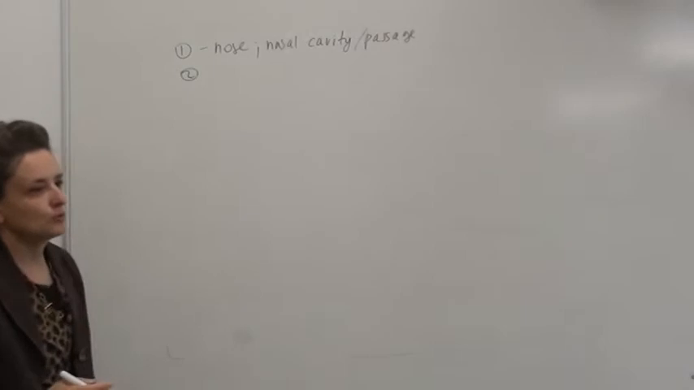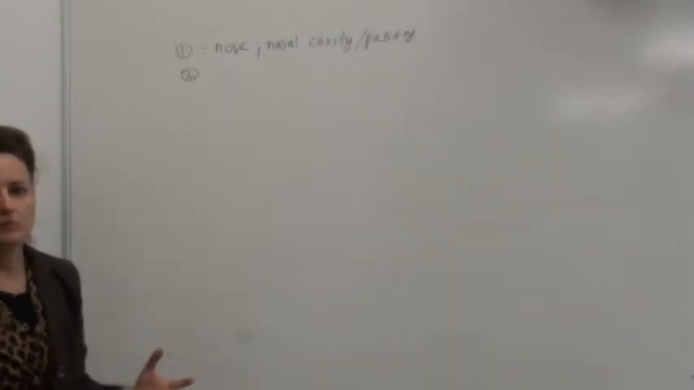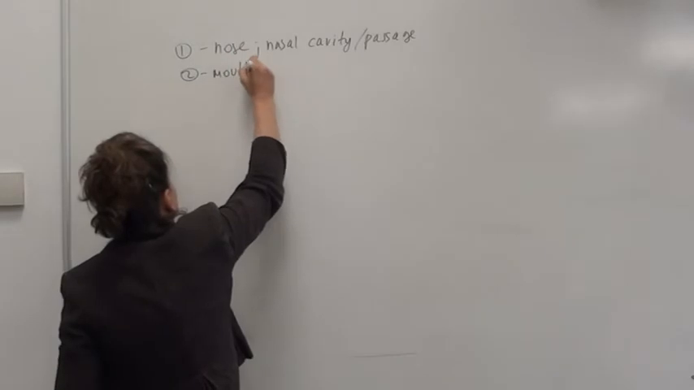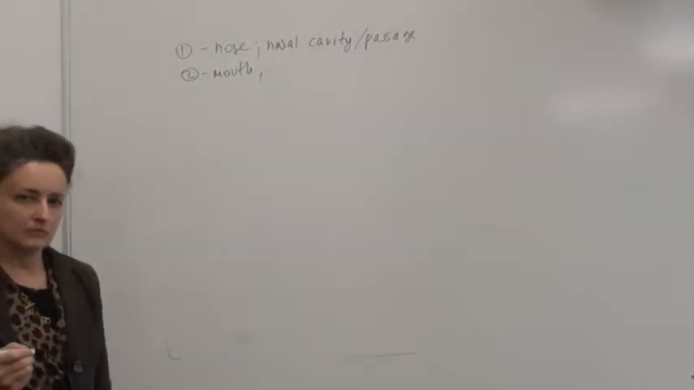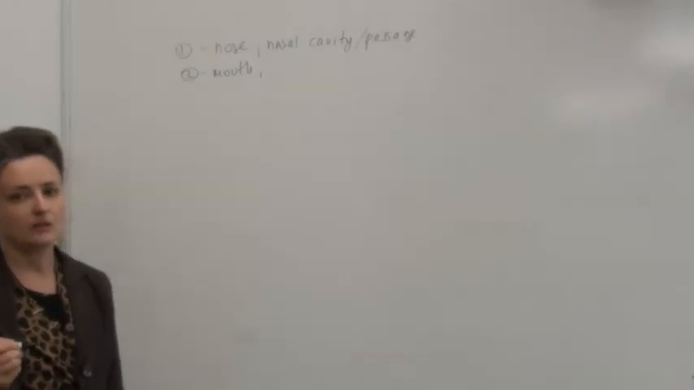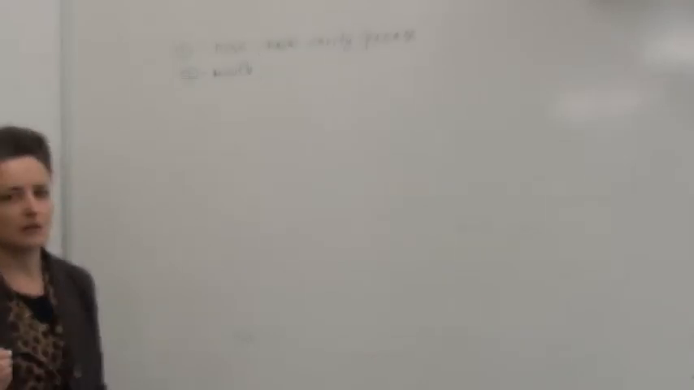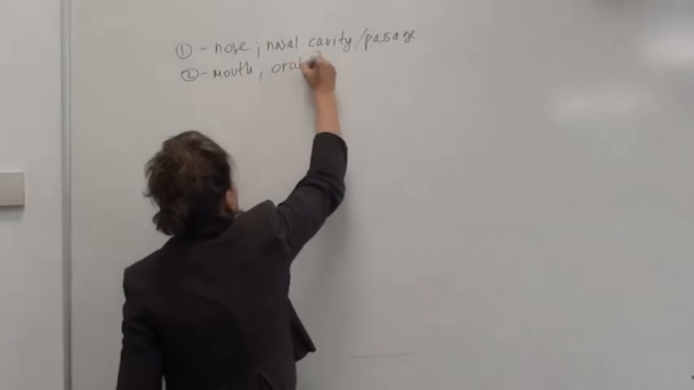Now, number 2 is actually technically not part of the respiratory system, by the way, but it's just there on this diagram just to give you a bit of context. So we might as well name it. So what's number 2? Mouth, okay. Now again, if I wanted to sound really scientific, how else could I say it? So this is nasal cavity, and this is oral cavity. Oral cavity. Okay.